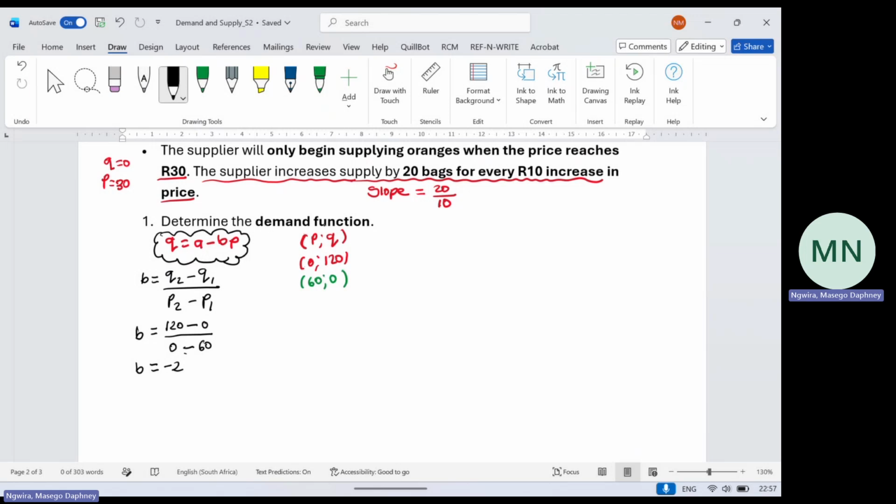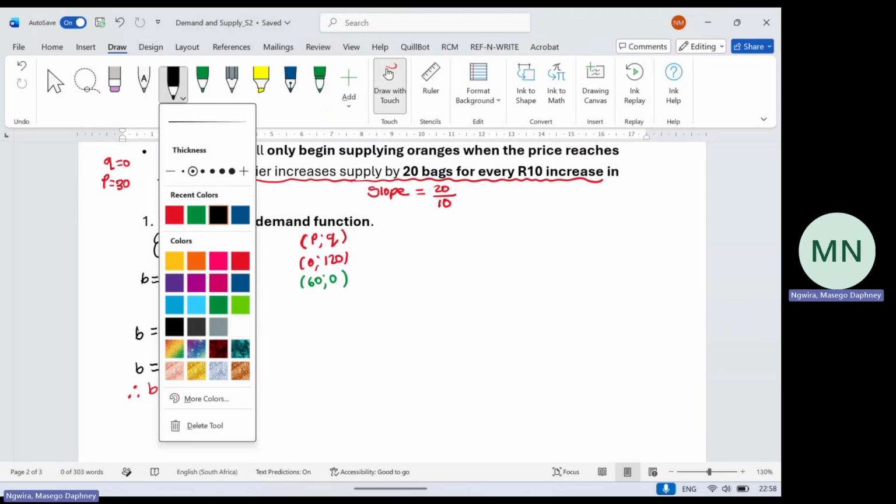And remember that the demand function must be negative. So therefore, this is not going to be a negative. We're going to change it to be a positive. So I'm going to say my B is a +2, so that when I put it here, it doesn't change this negative sign. Right. So I have my B. Now I'm going to solve for my A.